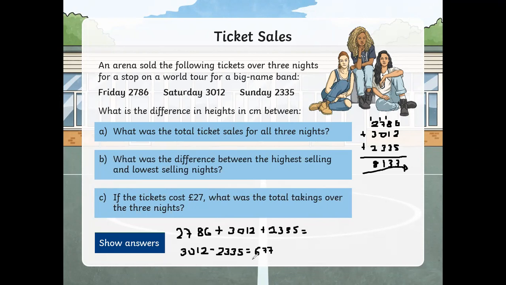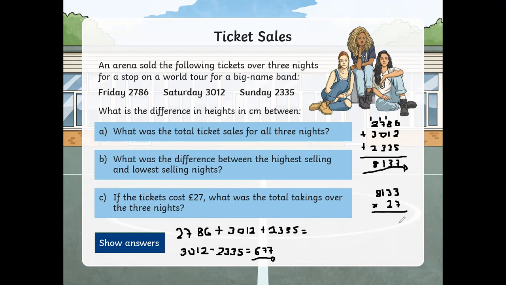And finally, for question C, if the tickets cost £27, what was the total takings over the 3 nights? How we do that is we take the total number of tickets sold over the 3 nights times 27. So we want to do that the long way if we can. Just trying to think if I have enough space. So the total number of tickets times 27. Okay, multiply, we'll write that in there, otherwise we might forget what we're doing.